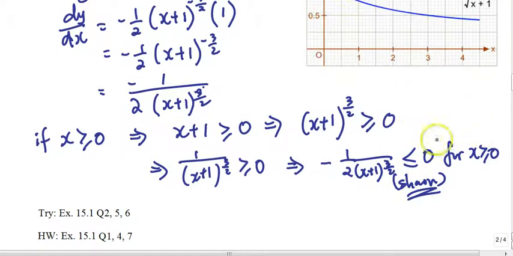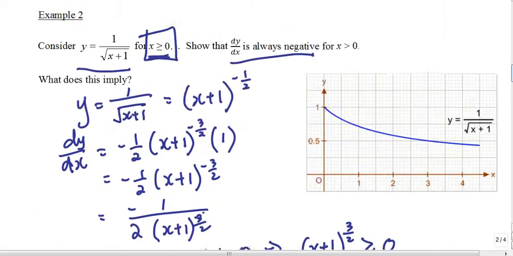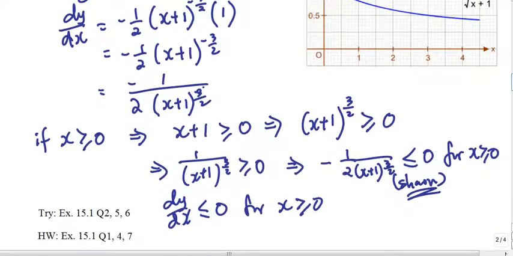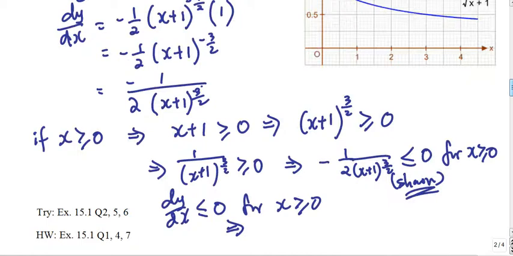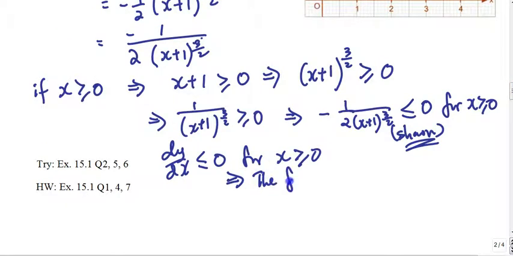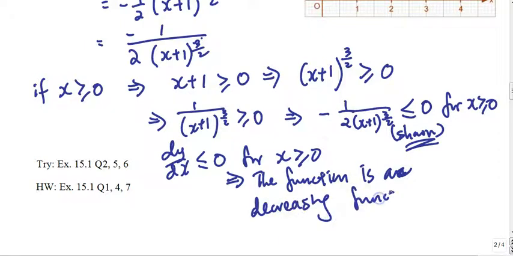And therefore, if you know that dy over dx is less than or equals to 0 for x more than or equals to 0, then this implies that, remember we're supposed to show what does this imply. So this implies that the function is a decreasing function. So it should be decreasing here.